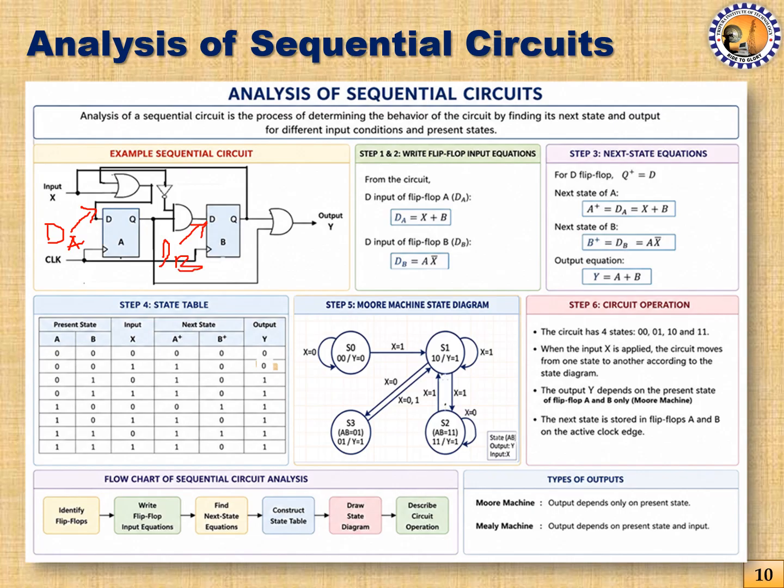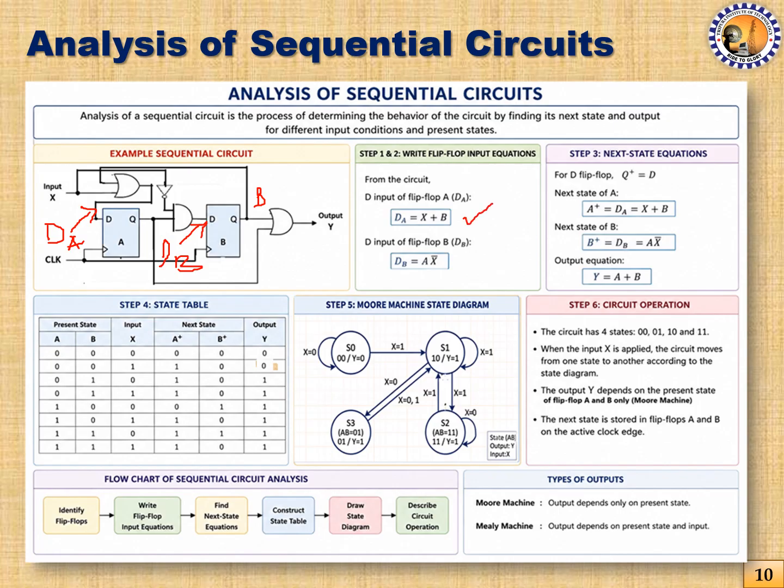So DA, as we can clearly see, is coming from the output of an OR gate. Here the OR gate has one input coming from the actual input of the circuit, that is X, and the other coming from the output of the second flip-flop, which is referred to as B. So here, as a result, we get dA equal to X plus B.